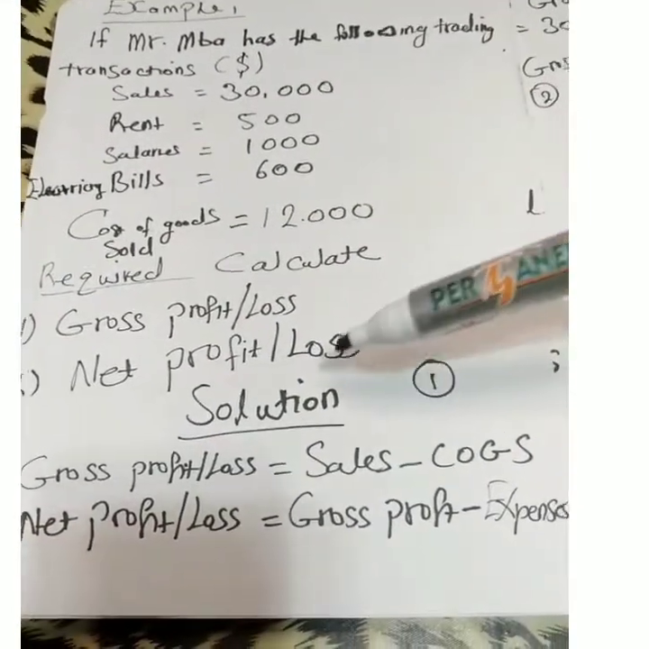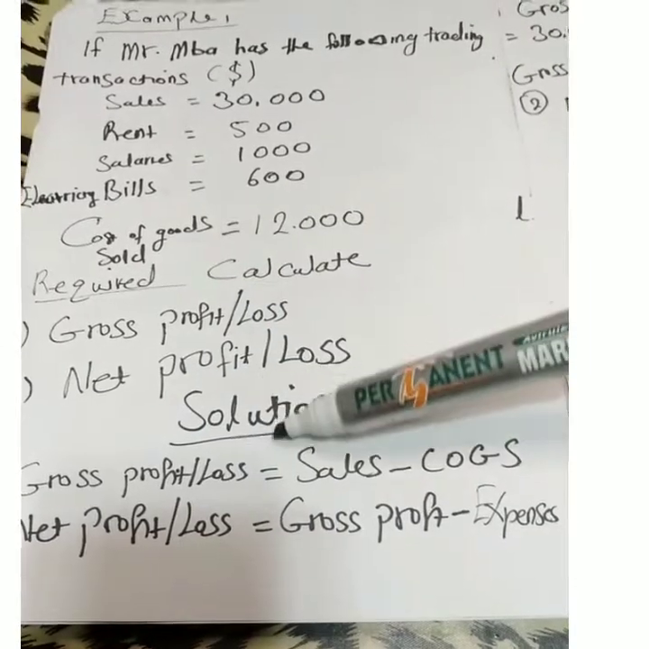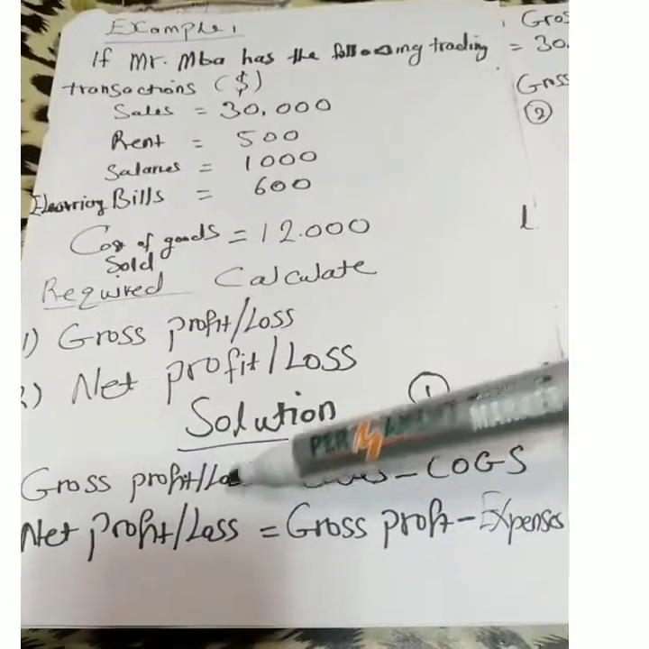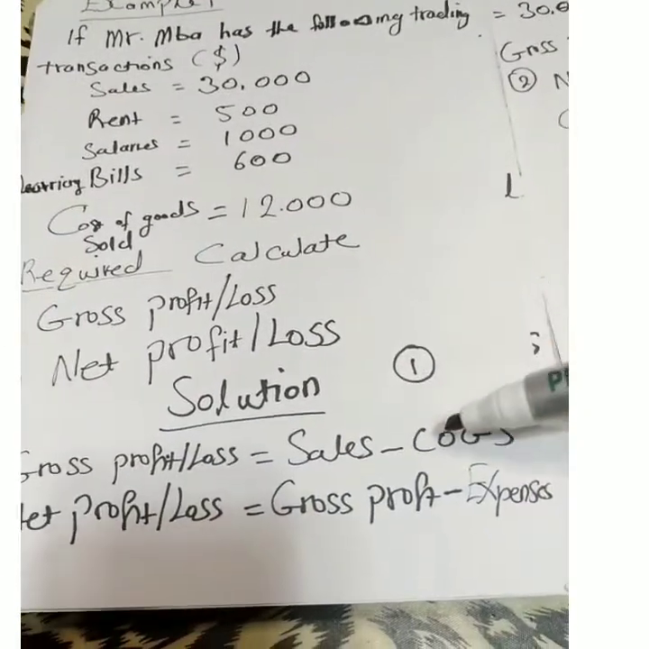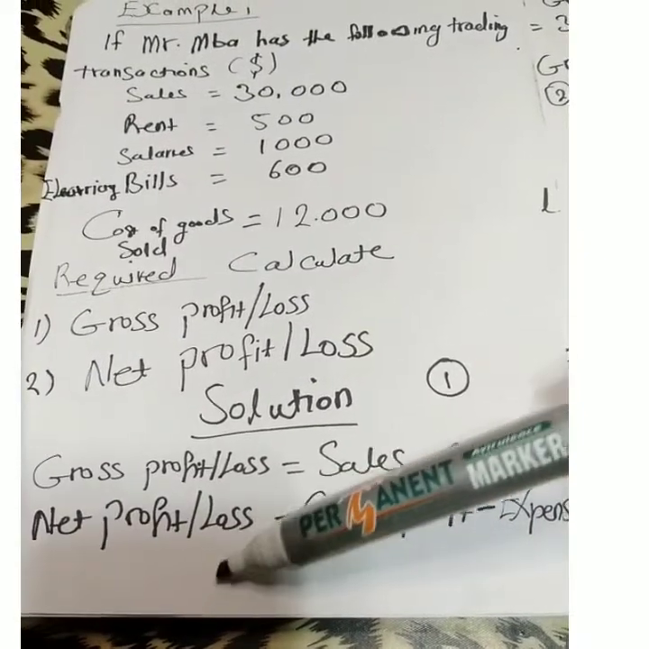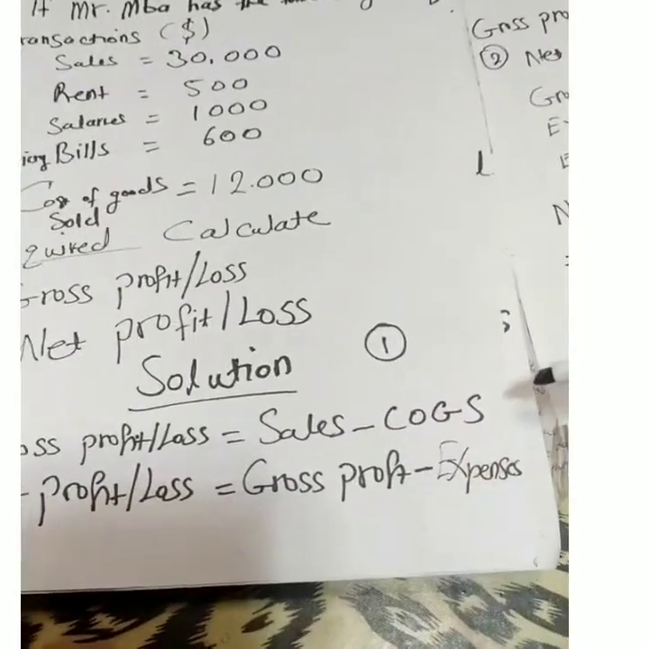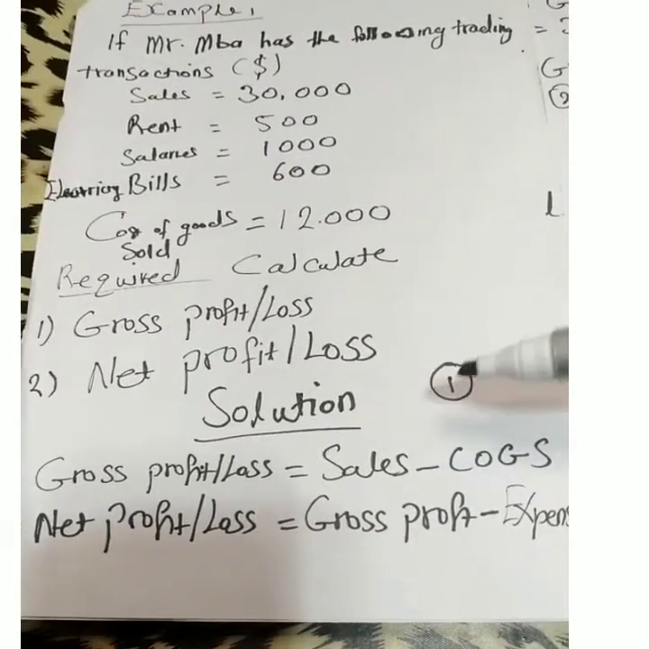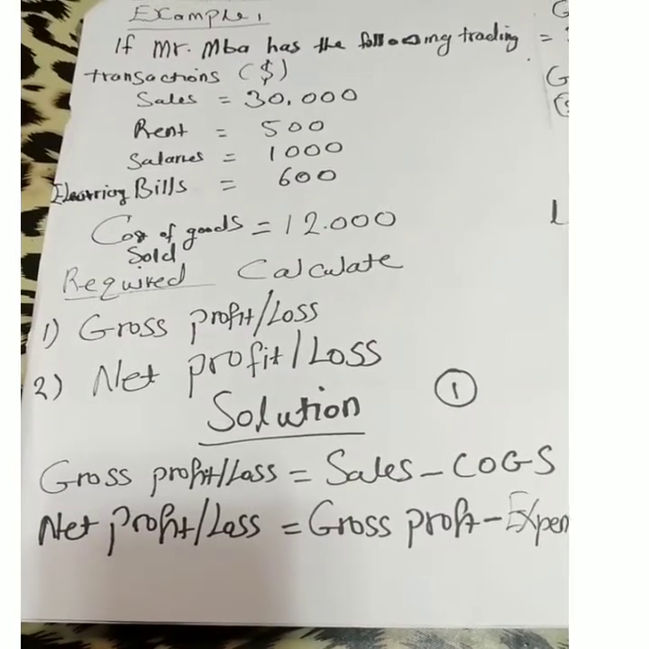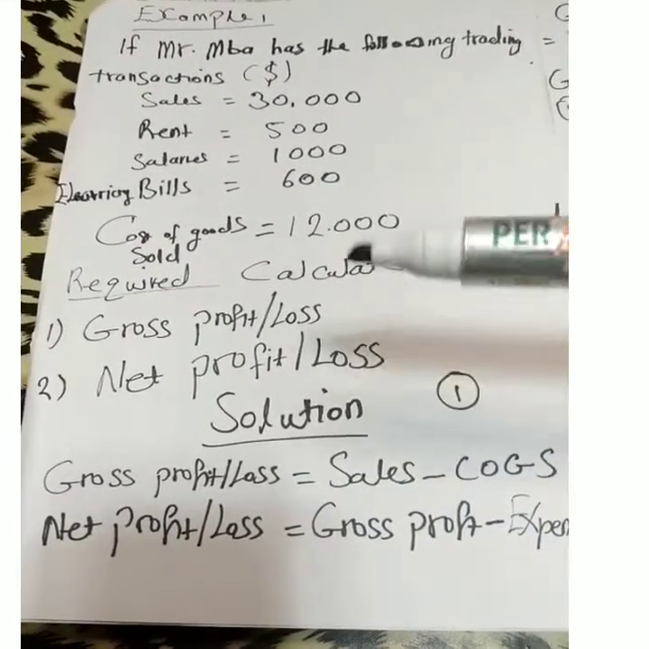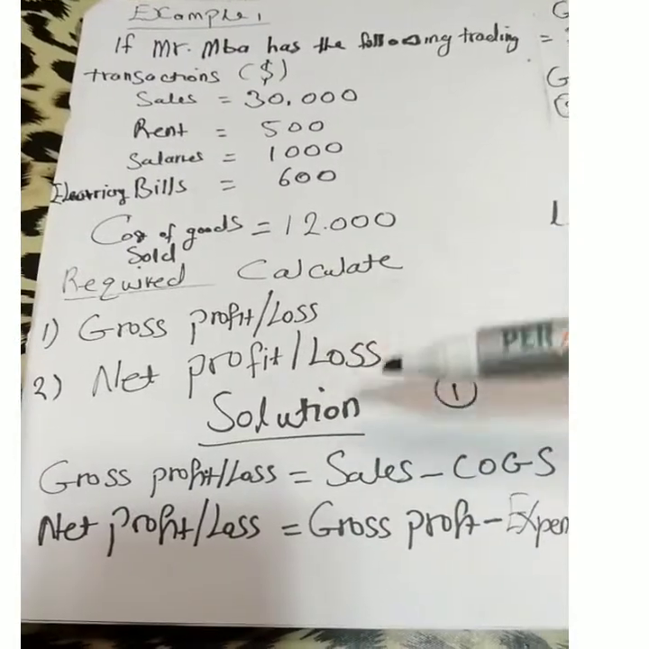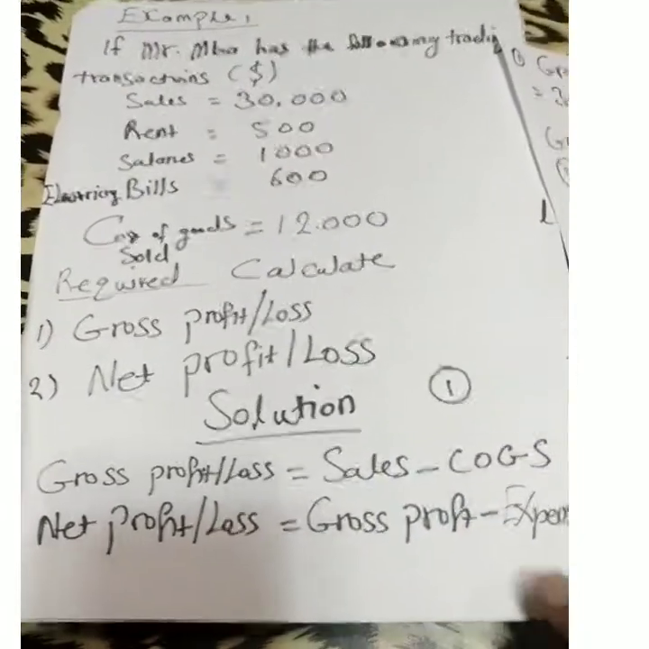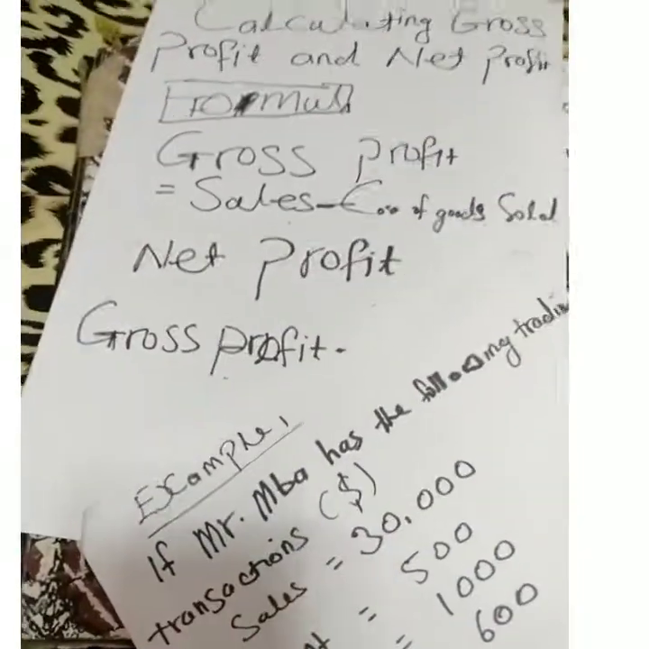Now we all know that when you have this, you have solution. You first of all think of your formula, and we know that our formula for gross profit or gross loss is sales minus cost of goods sold, and the formula of net profit or net loss is gross profit minus expenses. So when you now understand this formula, you can now go straight into calculating our gross profit or gross loss, and also calculating our net profit or net loss. Okay, let's get straight into it. So let me put this sheet here so you can understand.